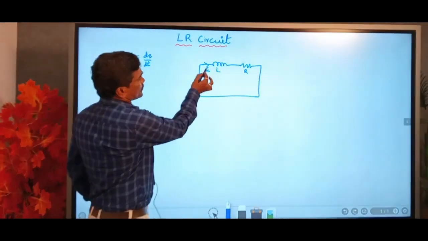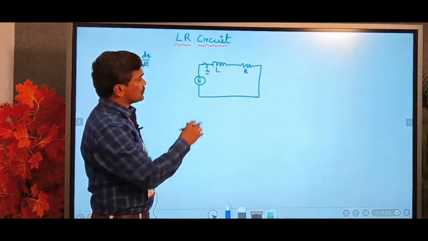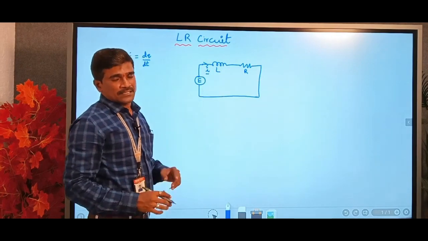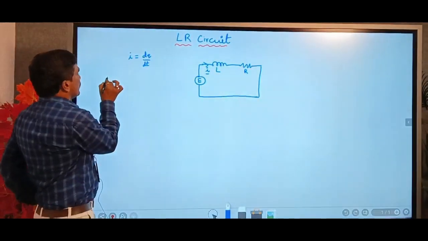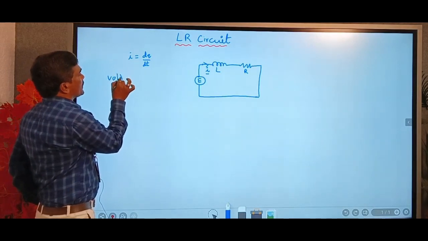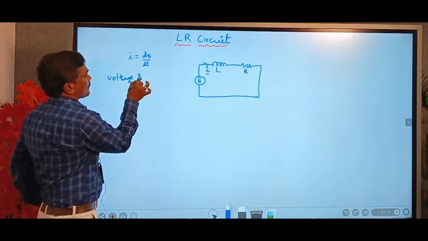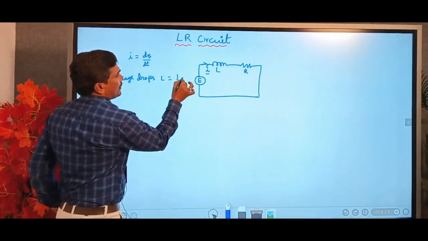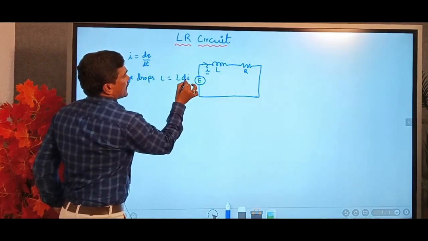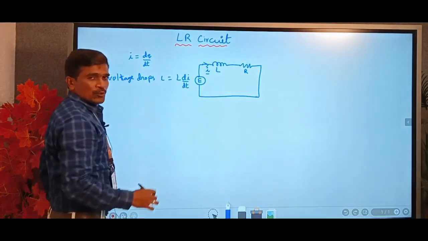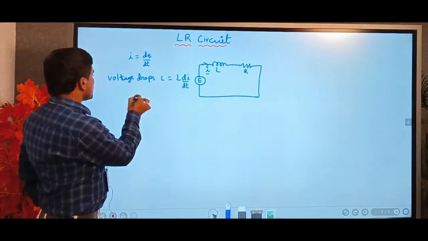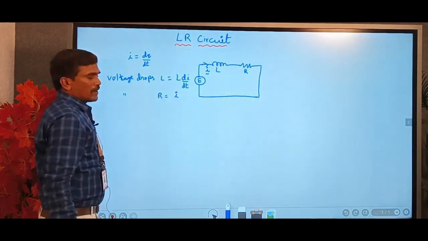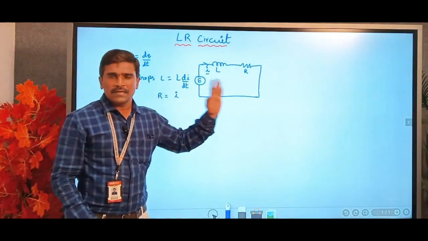In this circuit, the current I is passing through this inductance and resistance. Here there are voltage drops across the resistance and the inductance. What is the voltage drop across the inductance? It is L di by dt. Next, the voltage drop across the resistance is Ri. These are the voltage drops across the resistance and inductance.